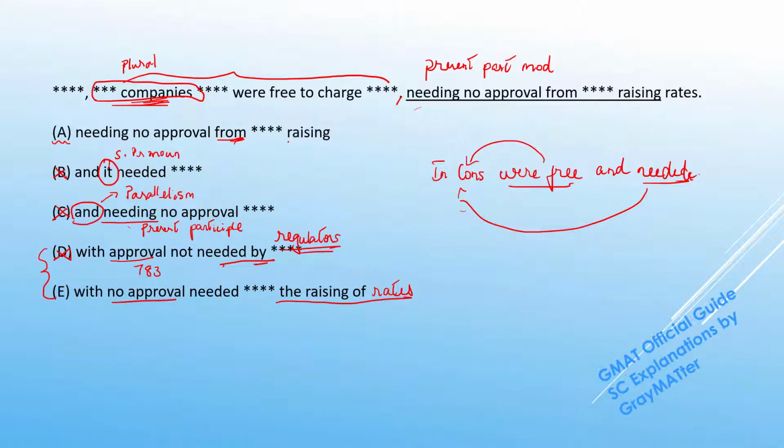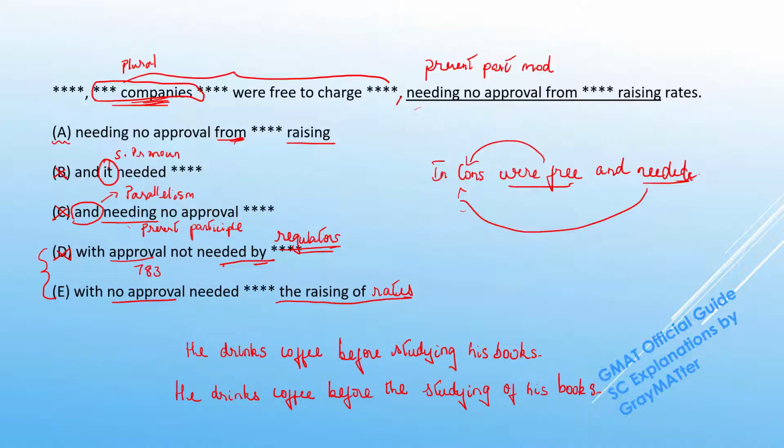And notice how in E, we have this prepositional phrase, the raising of rates, whereas A puts it in a very straightforward fashion as before raising rates. So when you compare these two, it becomes obvious that raising rates is a very straightforward construction, but let me give you examples to relate to this better. Look at these two constructions. He drinks coffee before studying his books, and he drinks coffee before the studying of his books.